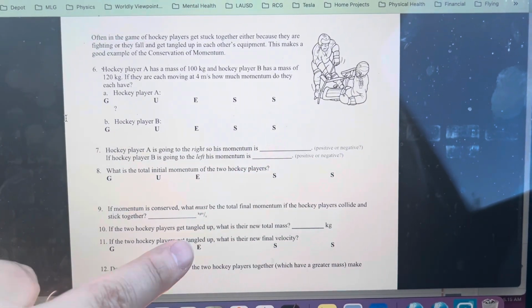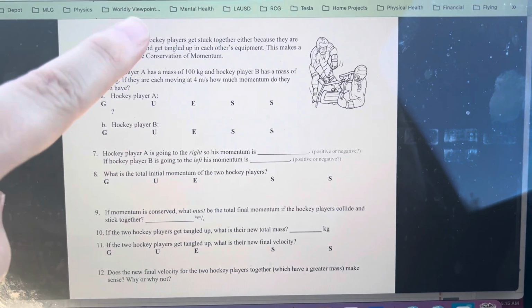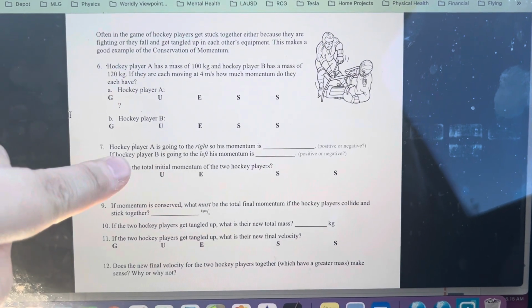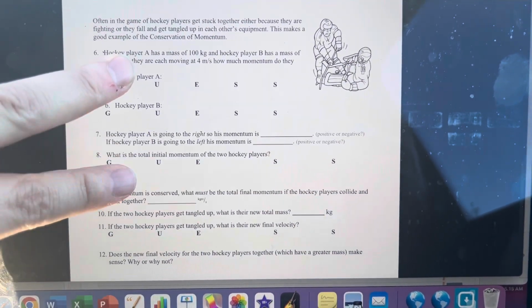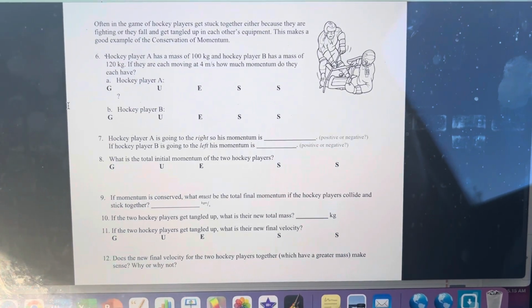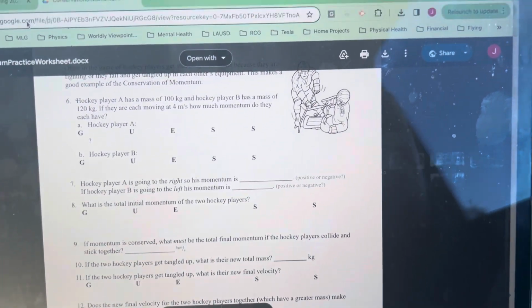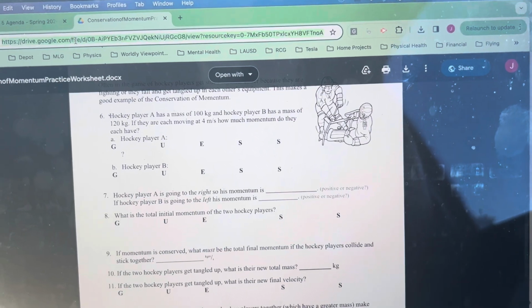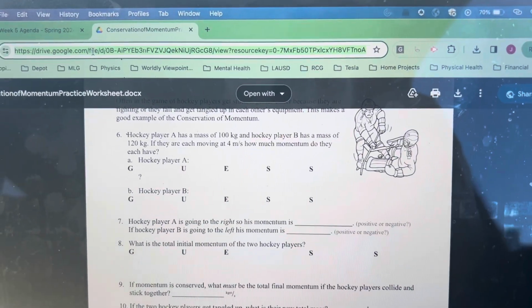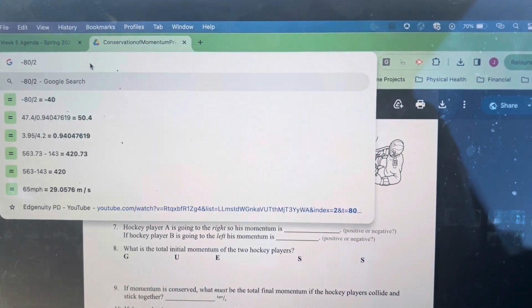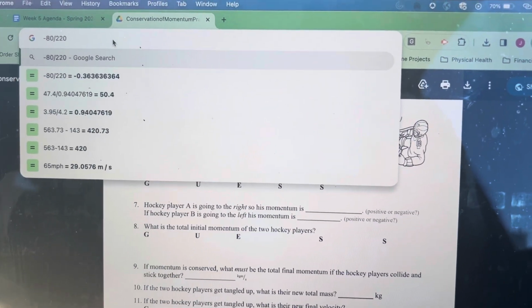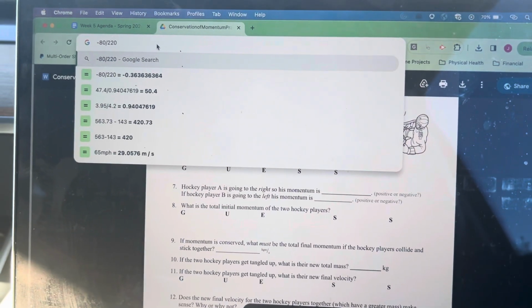And to figure out their new final velocity, well, momentum is, right, P equals mv. And so for solving for velocity, we would have to take P, momentum, and divide it by mass. So their momentum was negative 80. Their mass is 220. And you do this cool thing right up here in the little address bar. We can go negative 80 and then divide that by 220. And we can get this velocity.